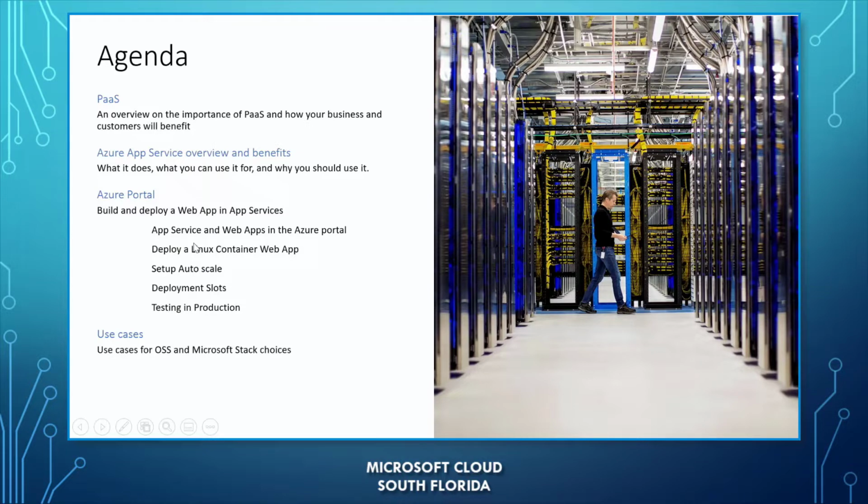We are going to go through the portal and what are the features and options that we have for App Services. We're going to deploy a web application on containers running on Linux. We're going to set up autoscale. We're going to be playing with deployment slots and what that is, and also doing some testing in production. It's a feature included in Azure Web Apps.